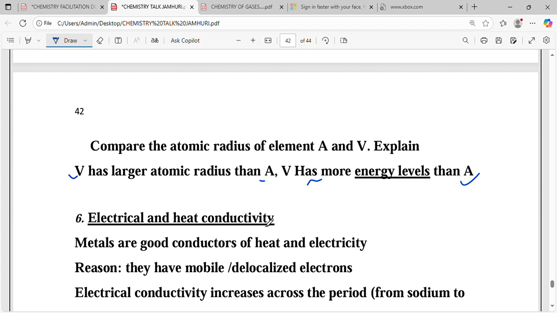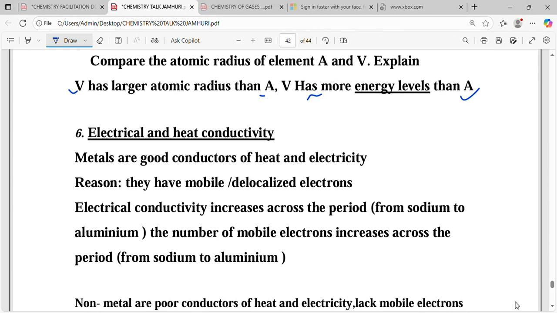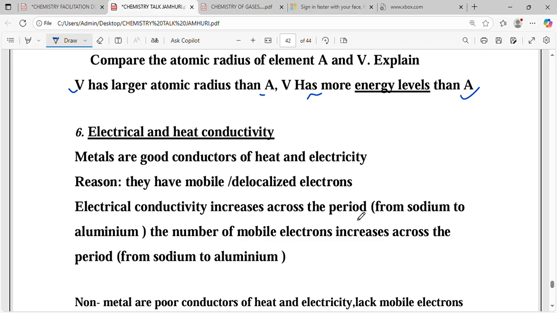Electrical and heat conductivity. Here you need to know that metals are good conductors of heat and electricity. Reason: they have mobile or delocalized electrons. Electrical conductivity increases across the period, from sodium to aluminum, as the number of mobile or valence electrons increases. If you compare the electrical conductivity of aluminum and sodium, aluminum is a better conductor than sodium. Reason: aluminum has more mobile electrons.